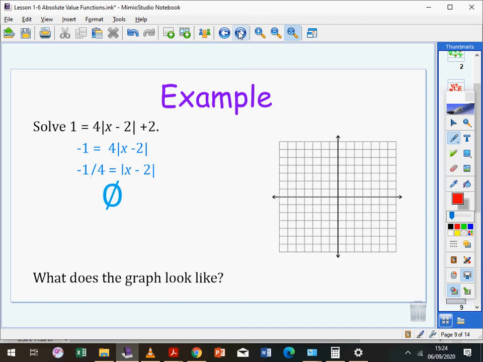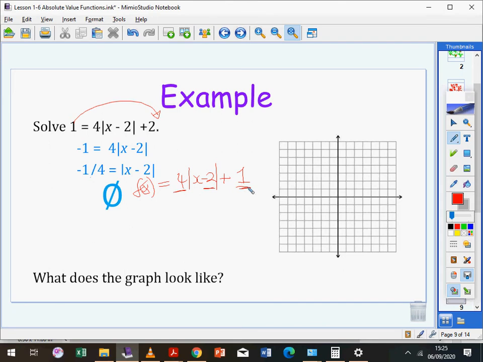And what does the graph look like? Well, let's see. If I rearrange it, this time I'm going to put the one over here, so that everything is on one side. That's going to be 4 times absolute value of x minus 2 plus 1 when the 1 moves over. So my f of x is equal to that. Now I'm going to graph that. Remember, the 2 means it moved 2 units to the right. The 4 means the slope is 4 instead of 1. And the 1 means it moved 1 unit up.